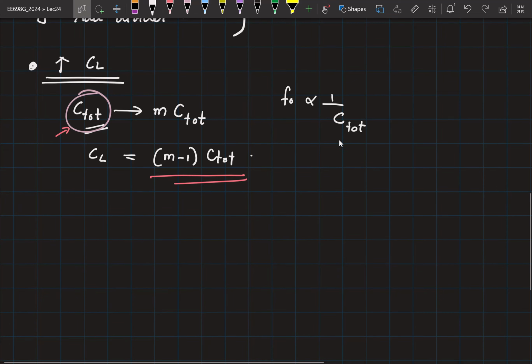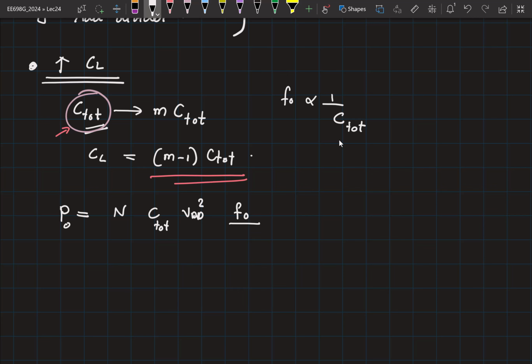Okay, what happens to the power? It goes N times. It remains same. Any other answers? So P0 was equal to N times C, so this was C total, VDD square into F0. F0 has gone down by M. Your C total has increased by M. In effect, there is no change. Right? So the power remains the same.